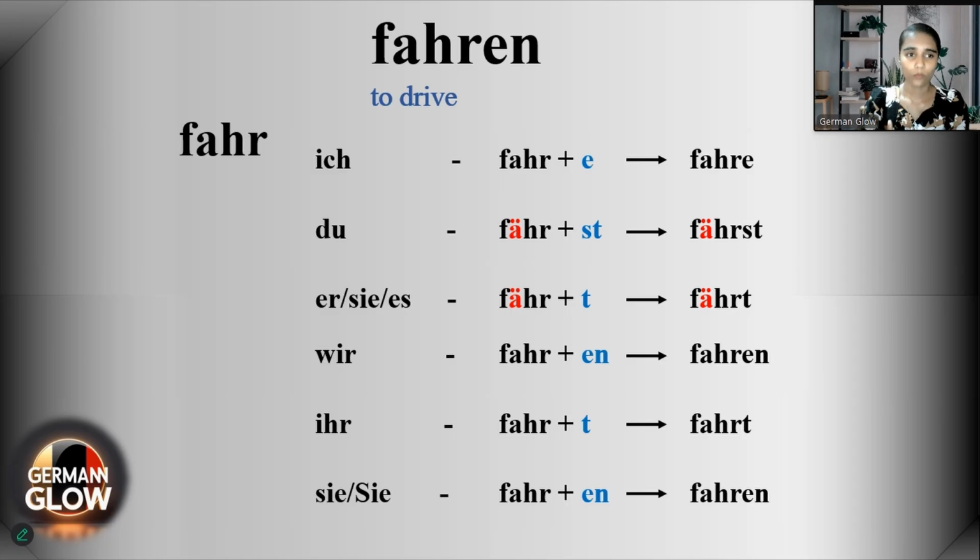A changes to umlaut ä. A is the vowel, and this changes to ä. Du fährst, fähr plus st. Er, sie, es fähr plus t, fährt. Wir fahr plus en, fahren. Ihr fahr plus t, fahrt. Sie fahr plus en, fahren. The stem vowel changes in the du and er/sie/es forms, but stays the same in other forms.